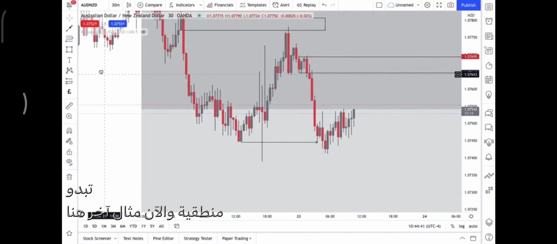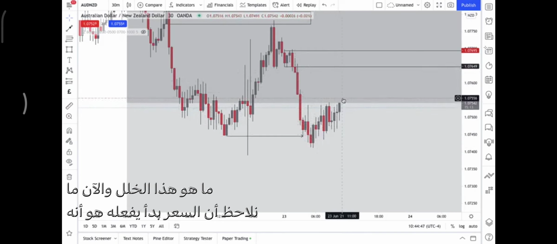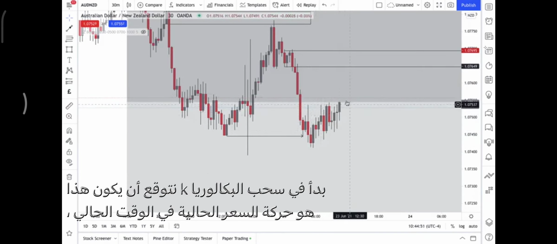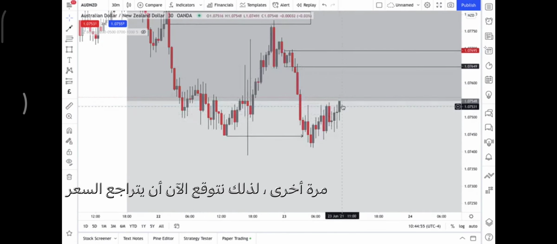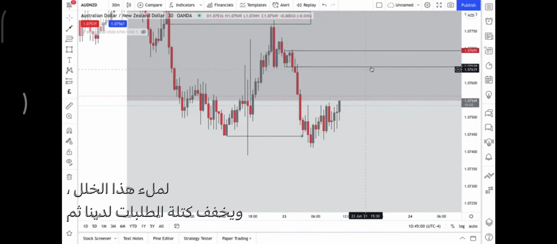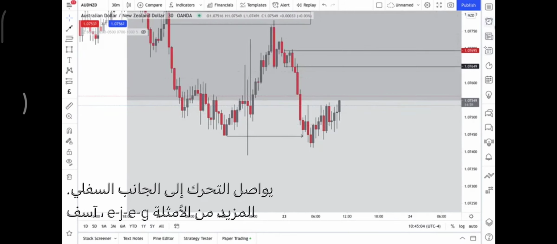And now another example over here. What's this? Imbalance. And now what do we notice price is starting to do? It's starting to pull back. We expect it, this is current price action right now, and I'm looking at this area to then sell off again. So we now expect price to pull back, fill in this imbalance, mitigate our order block, to then continue the move over to the downside. One more example.